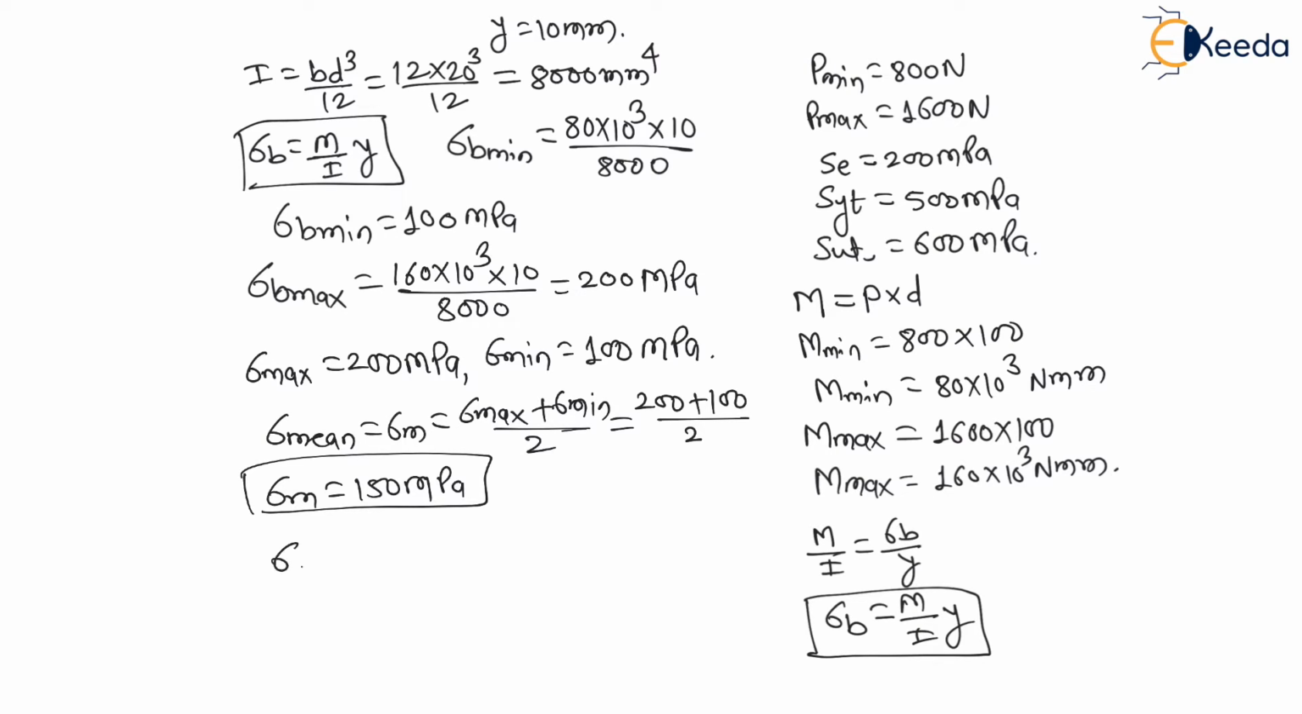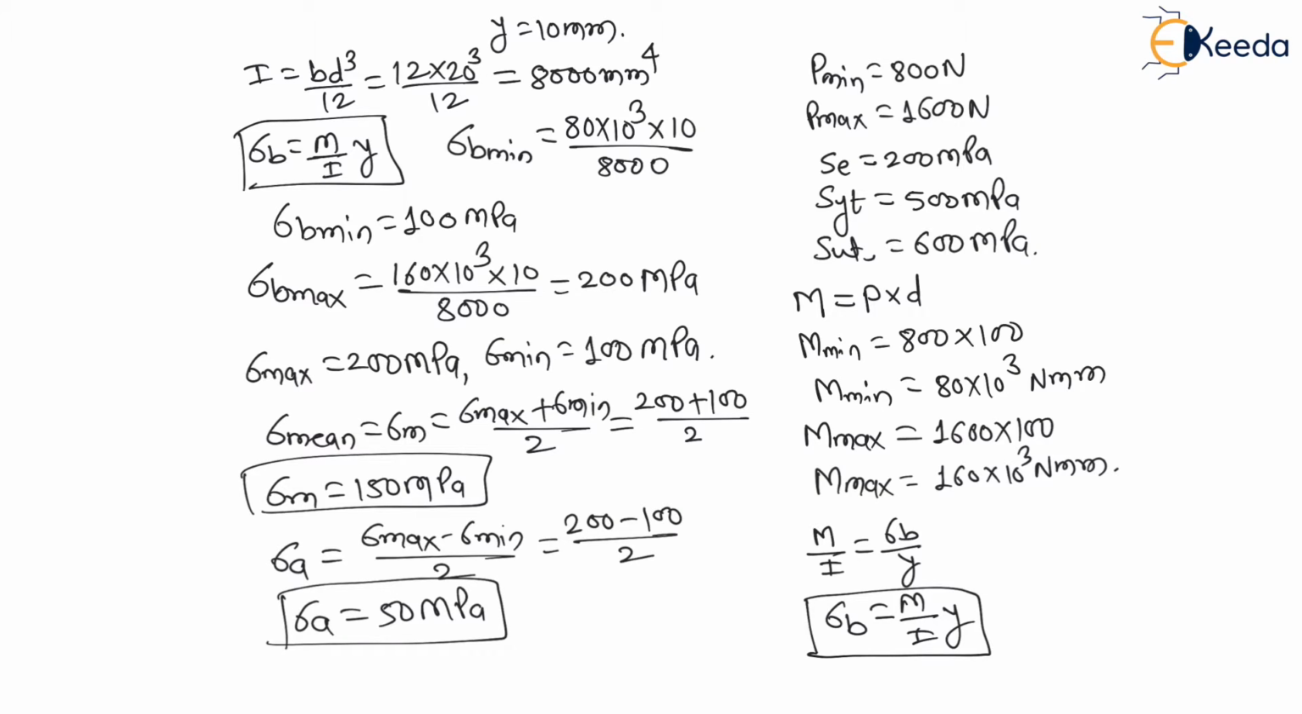Also we have to find the stress amplitude. Sigma a, the stress amplitude, is maximum stress minus minimum stress divided by 2, which is maximum stress 200 minus minimum 100, divided by 2. Therefore we get the stress amplitude equal to 50 MPa. So my dear students, here we have calculated the mean stress as well as the stress amplitude. Now the question is to find the factor of safety by using the modified Goodman criteria.